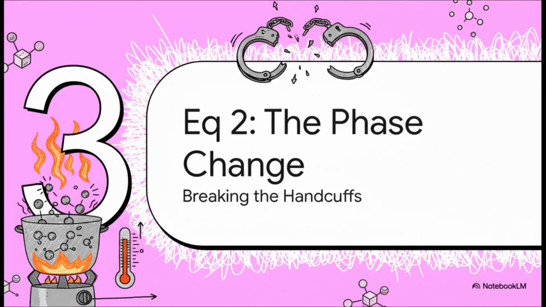All right, let's move on to our second tool. This is the one we use for those really weird moments when you're pumping tons of heat into something, but the thermometer doesn't move one bit. This is our breaking the handcuffs tool, the one we use for a phase change.